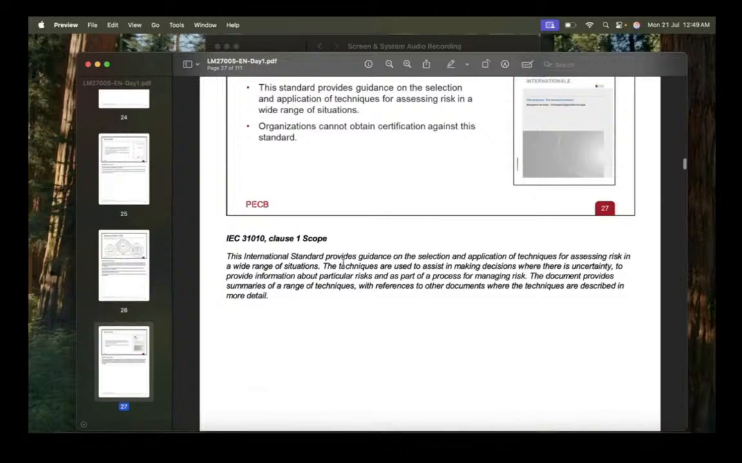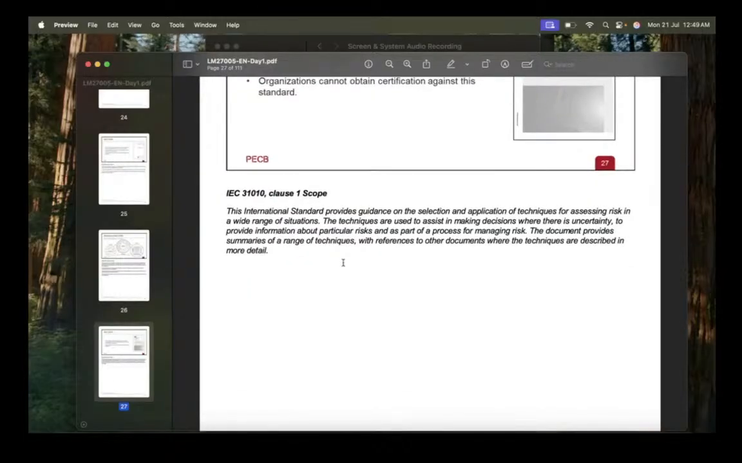Similarly to what we discussed for the scope and requirements of previous standards, here we can read a little about Clause 1, which is the scope. What is the scope of this standard? It provides guidance on the selection and application of techniques for assessing risk. So what does this standard do? It provides us with guidance on selecting which techniques and applications we should use for assessing risk, as we discussed.